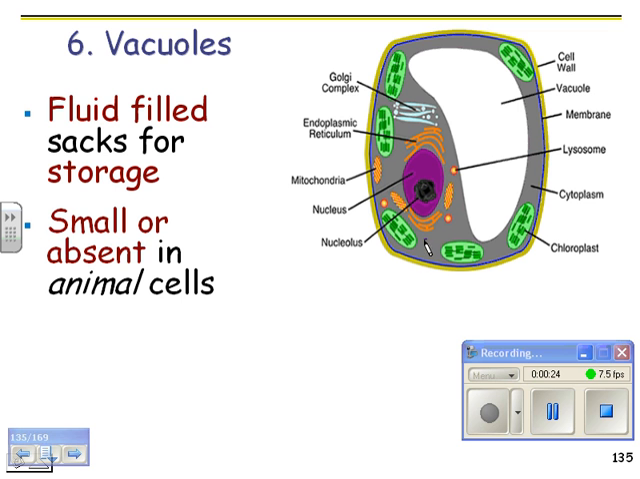If it's an animal cell, you can have a little vacuole, but you can call it a vesicle there too, because it's so little. With plants, there's this enormous vacuole, and we call it a central vacuole because it's so big.